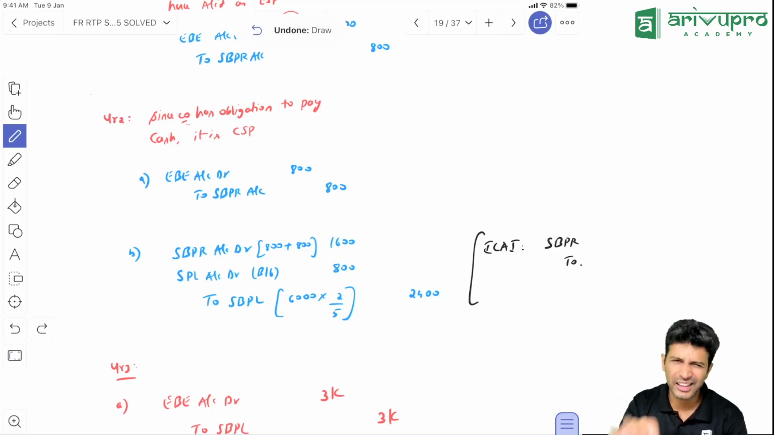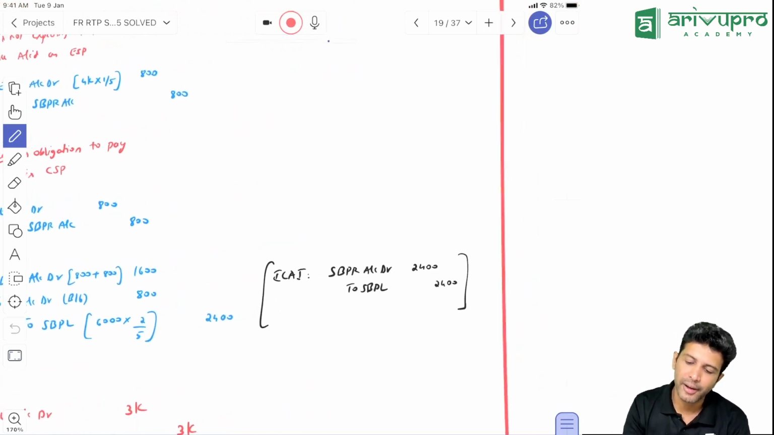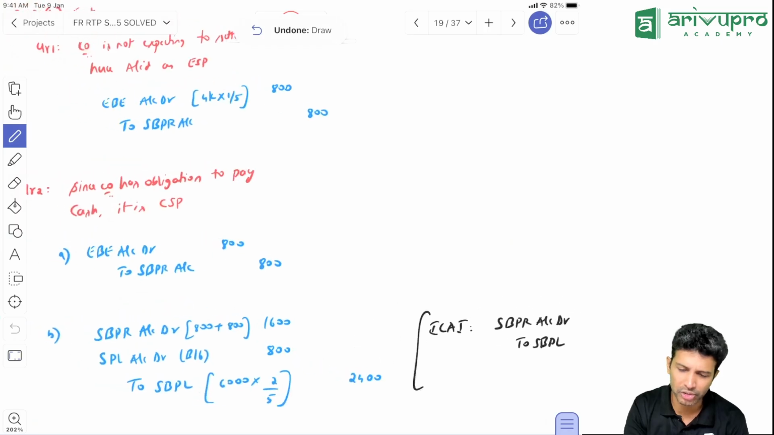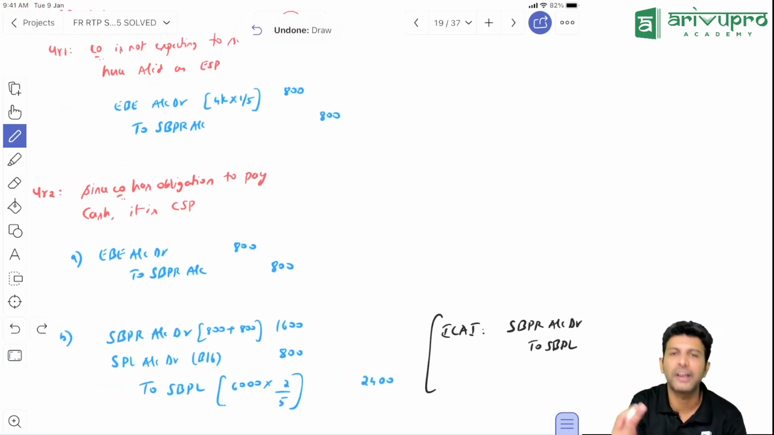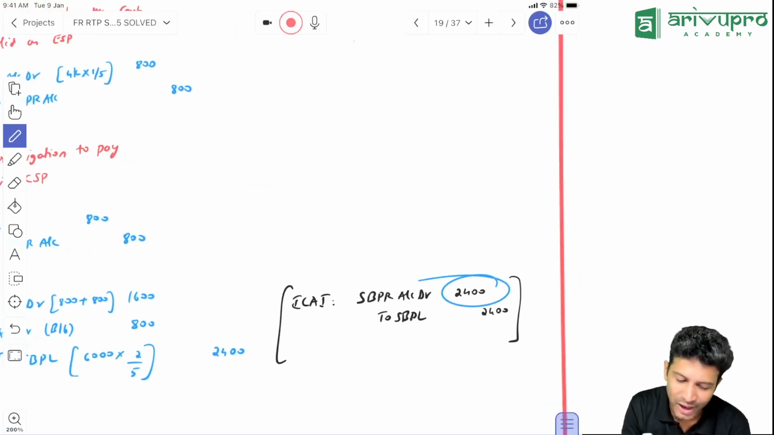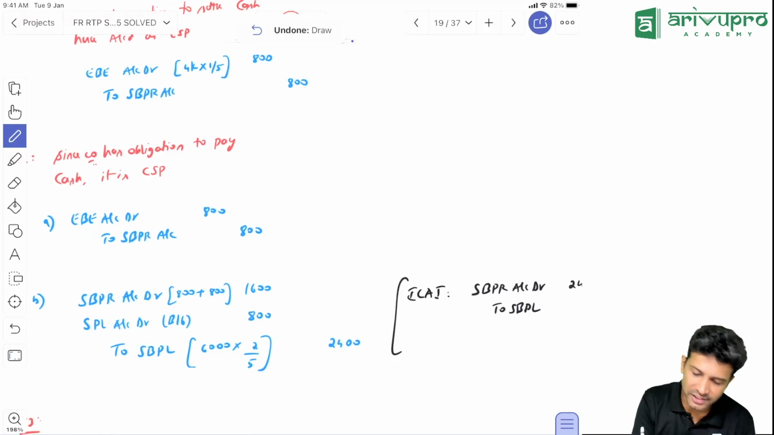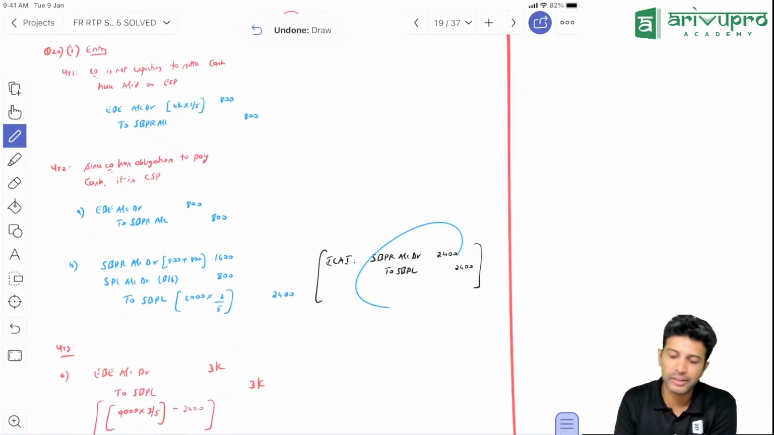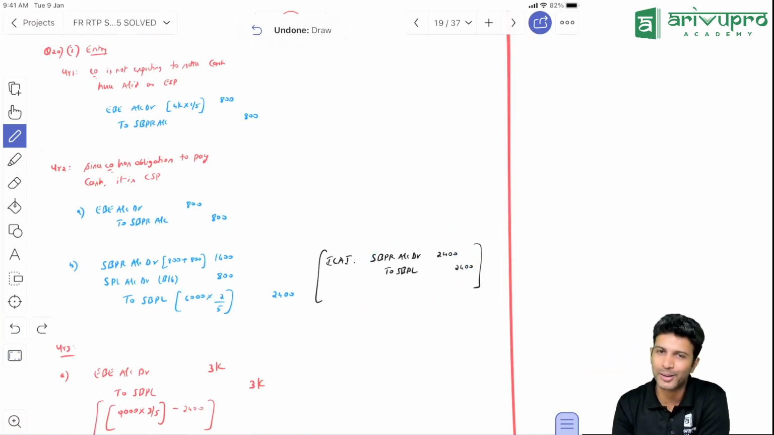I think here there is a typo in the ICAI solution. They have passed the entry SBPR to SBPL 2,400. I feel that is wrong because you don't have 2,400 in SBPR. You have only 1,600. When you have 1,600, how can you debit 2,400? I think this is the entry that should have been passed in my view. But in the ICAI solution, I think it's a typo and this is what they have passed. Just wanted to call it out.